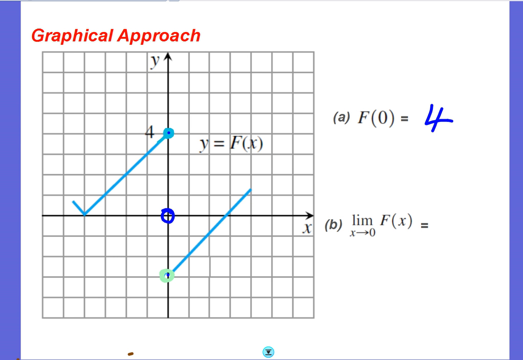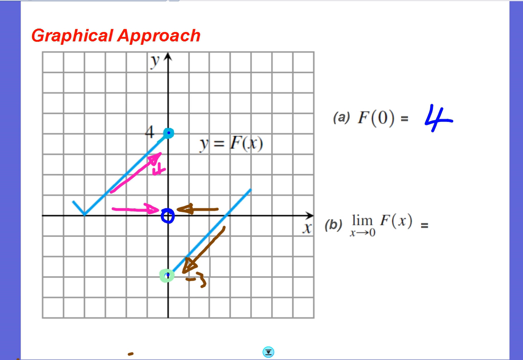From the left side, as x is approaching 0, f of x is approaching 4. And from the right side, as x is approaching 0 from the right side, f of x is approaching -3.